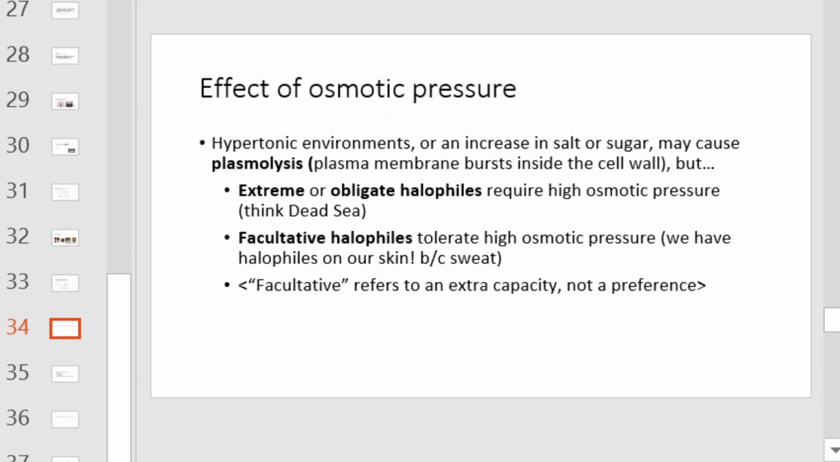Like the previous two mentioned, osmotic pressure can also play a role in the growth of a microbial population. Osmotic pressure is found most commonly in hypertonic environments, or an environment where an increase in salt or sugar can lead to plasmolysis, where the plasma membrane will burst inside of the cell wall. There are, however, extreme or obligate halophiles that actually prefer this type of osmotic pressure for growth, and facultative halophiles which can tolerate it.